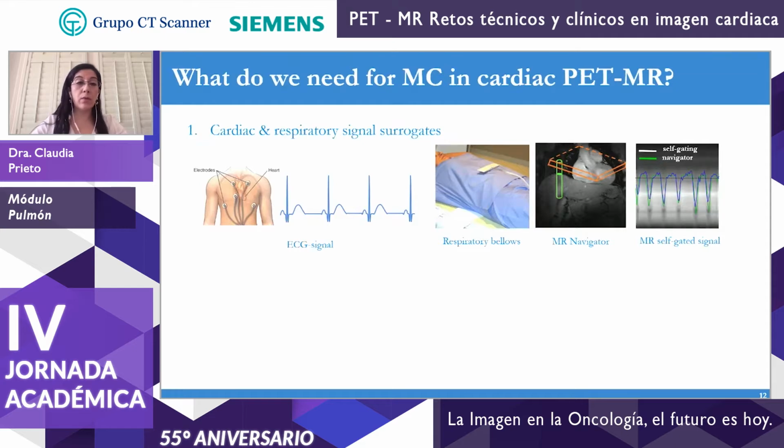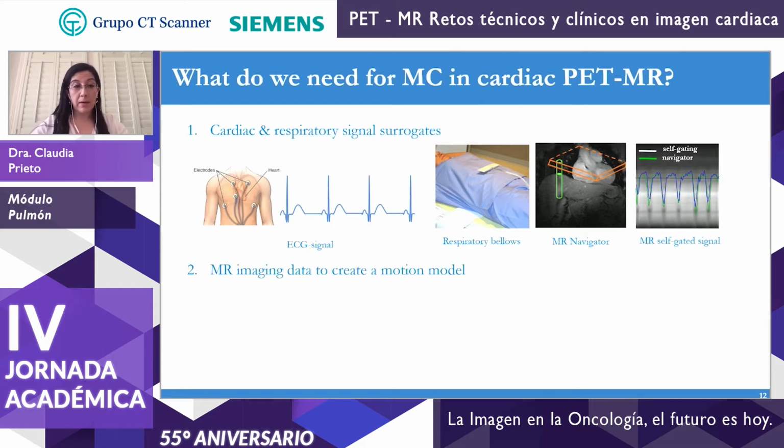So what do we need for motion correction in cardiac PET-MR? First, we need a surrogate signal for the cardiac and the respiratory motion. So for example, this could be the ECG signal for cardiac motion, or the respiratory bellows, MR navigators, or MR self-gated signal for the respiratory motion.